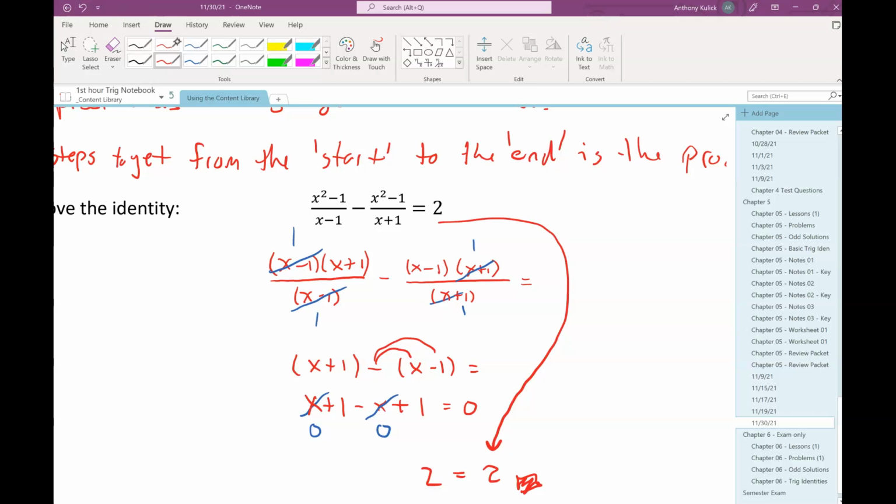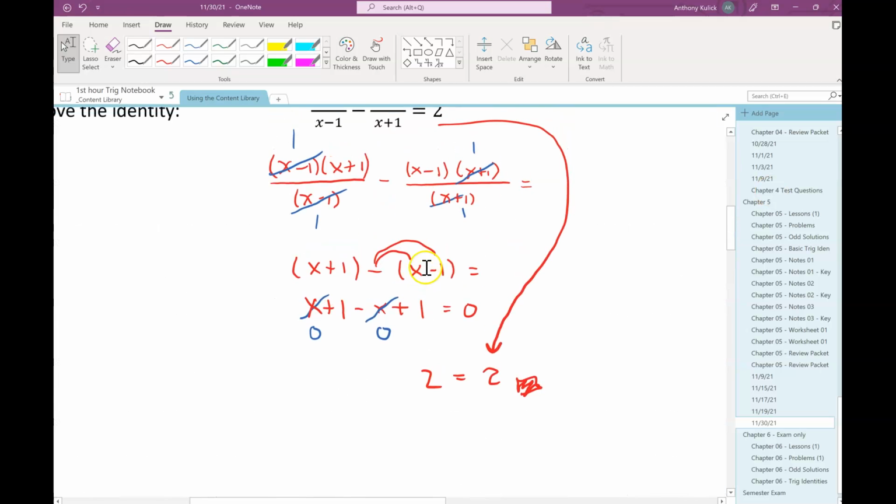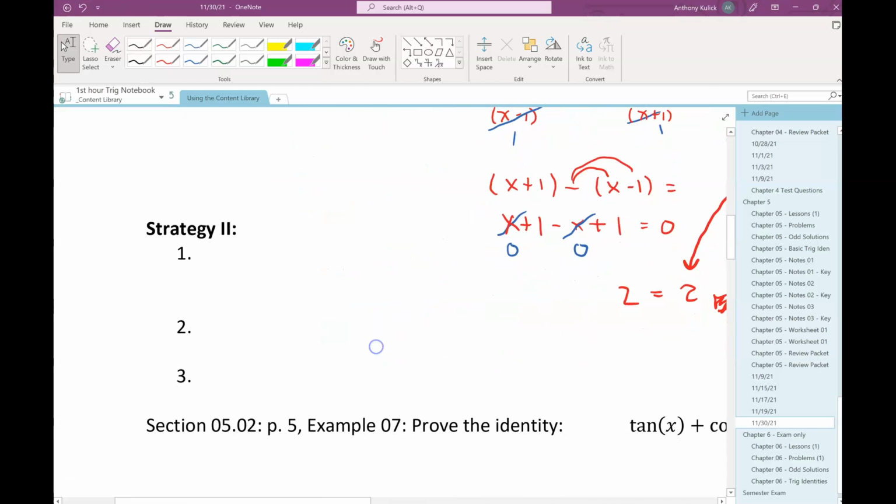Let's do another, okay? So on this particular one, everything we did was kind of algebraic, right? So you can still do these same algebraic things in the trigonometric ones, but you'll also have access to using your trig identities. So that's going to be the difference. So when we start with these trig identities, again, we're going to start with the more complicated side.